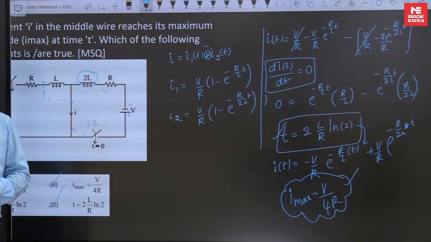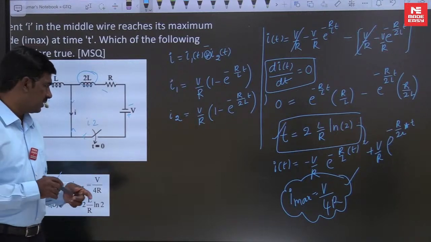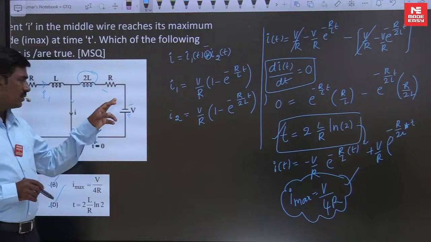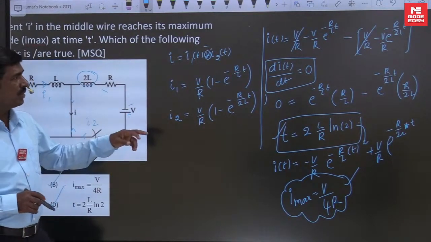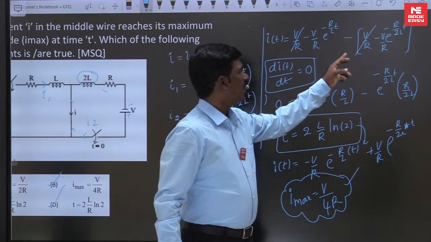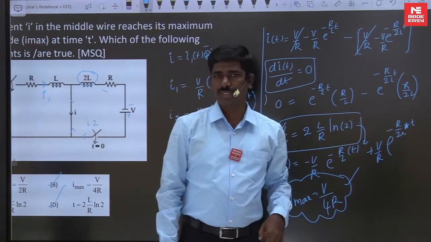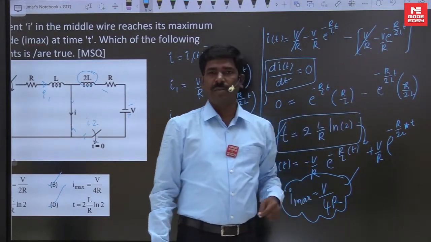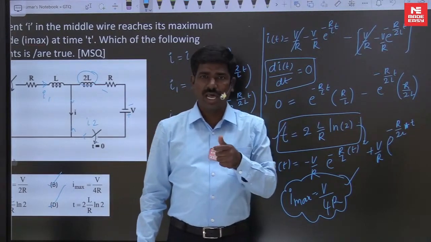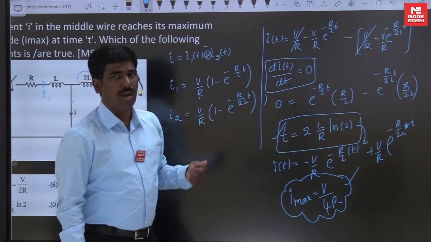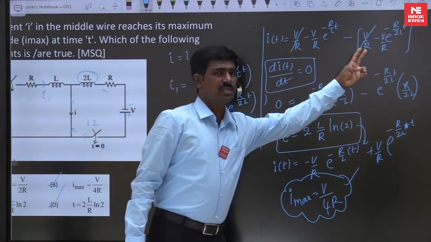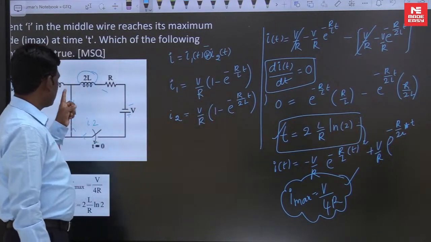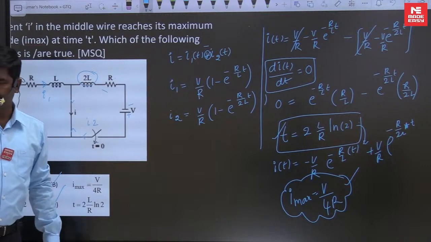Steady state current is same in both loops. Yes, but in the opposite direction. One is upward, one is downwards. In steady state, no problem. So the steady state current gets cancelled. But here this transient term is not going to cancel. Why? Because one time constant is R by L, meaning L by R, and the other time constant is 2L by R. That's why these two terms are present in the total expression. In steady state, the current is definitely 0 amperes, no doubt. Okay.